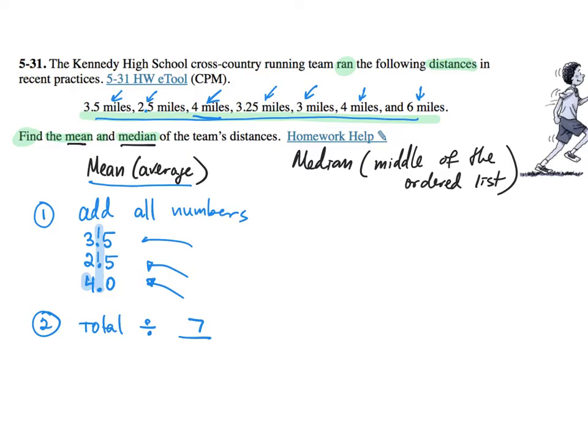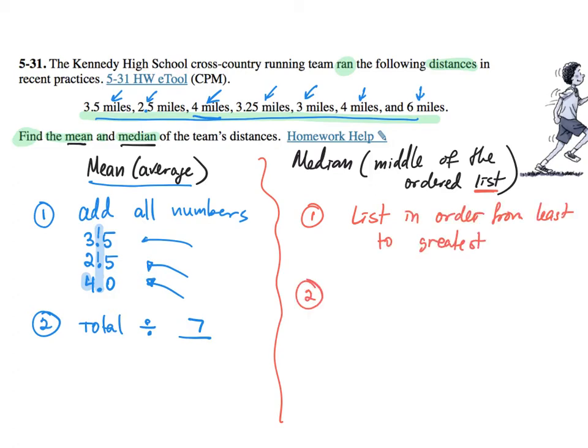Now to find the median, you want to list the numbers. So step 1, list them from least to greatest. So list them in order. And once you have the numbers listed, I'm going to pretend those are the numbers as a list. We just use commas. There are 7 of them: 1, 2, 3, 4, 5, 6, 7 of them.